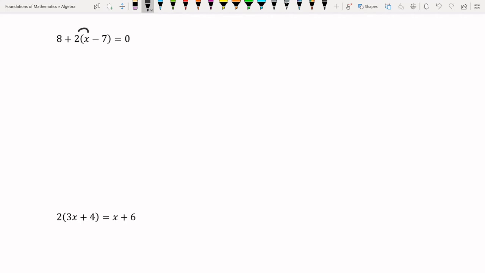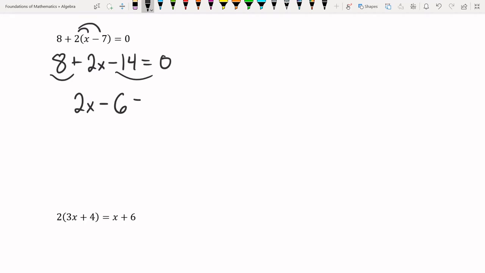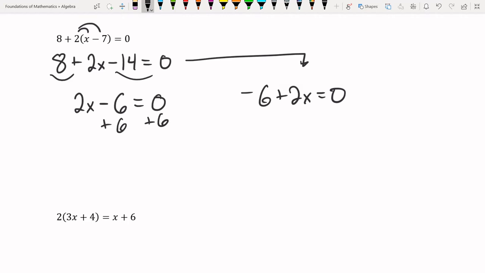In this case, I'm going to distribute the 2. That gives me 8 plus 2x, and then 2 times negative 7 is negative 14. And you should always combine like terms when possible. 8 and negative 14 combine into a negative 6. You could have also written it like this, negative 6 plus 2x. These are the exact same equation. Whichever one makes more sense to you, just do that. Now all we have to do is solve, and this is a two-step equation. We're going to get rid of the non-variable term.